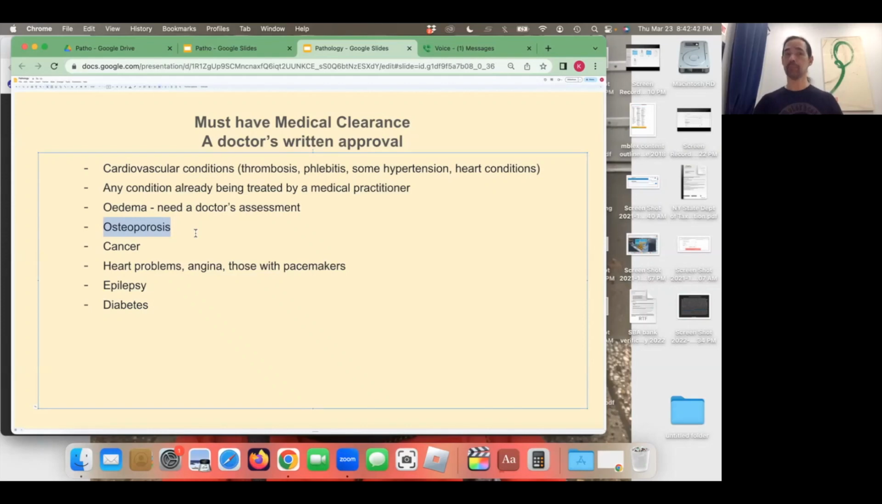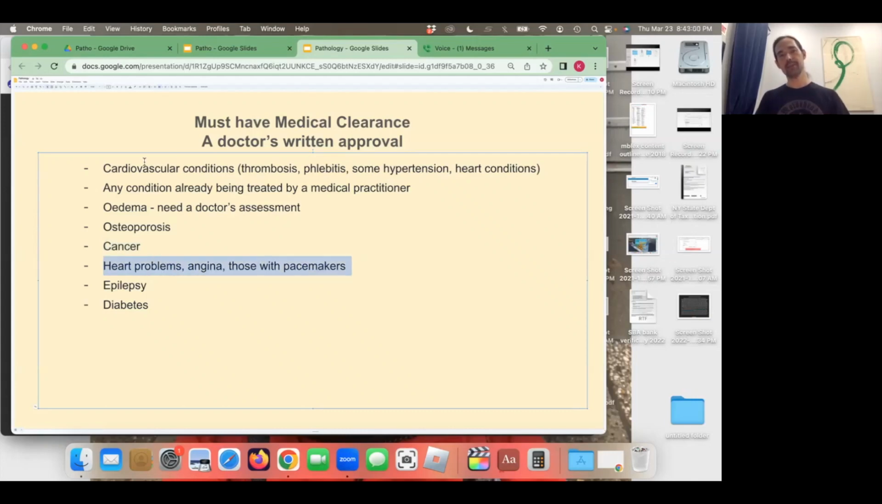Osteoporosis. Well, how bad is the osteoporosis? I mean, if you think you might cause some kind of fracture, well, it doesn't matter if you think so or not. Someone has osteoporosis, you have to send them to a doctor for assessment and for a doctor's written approval. Cancer, any kind of cancer.